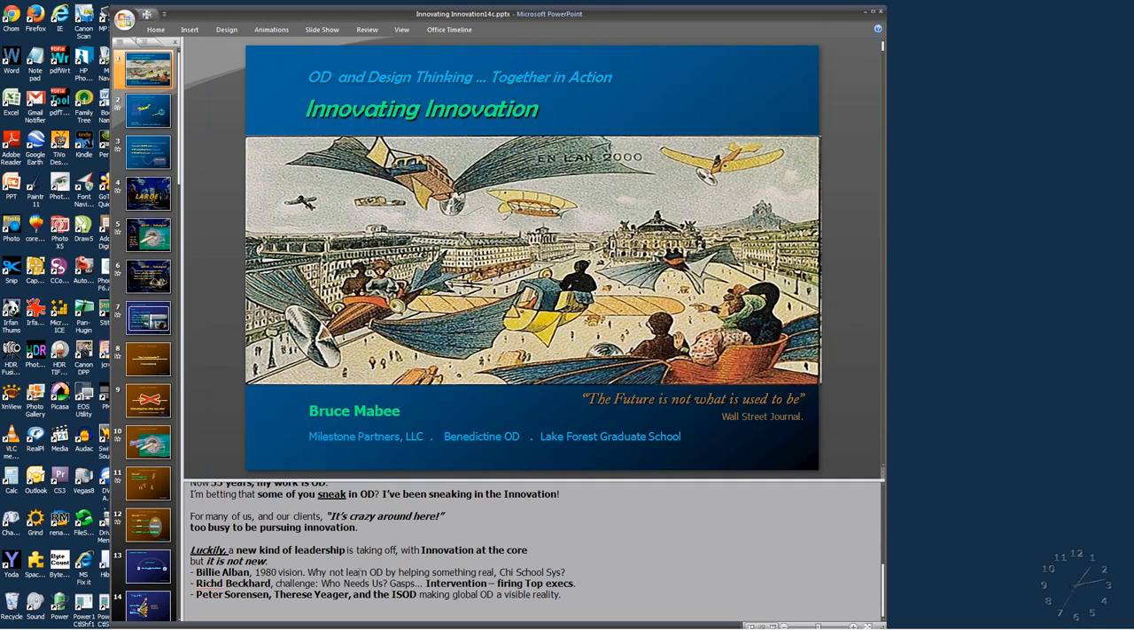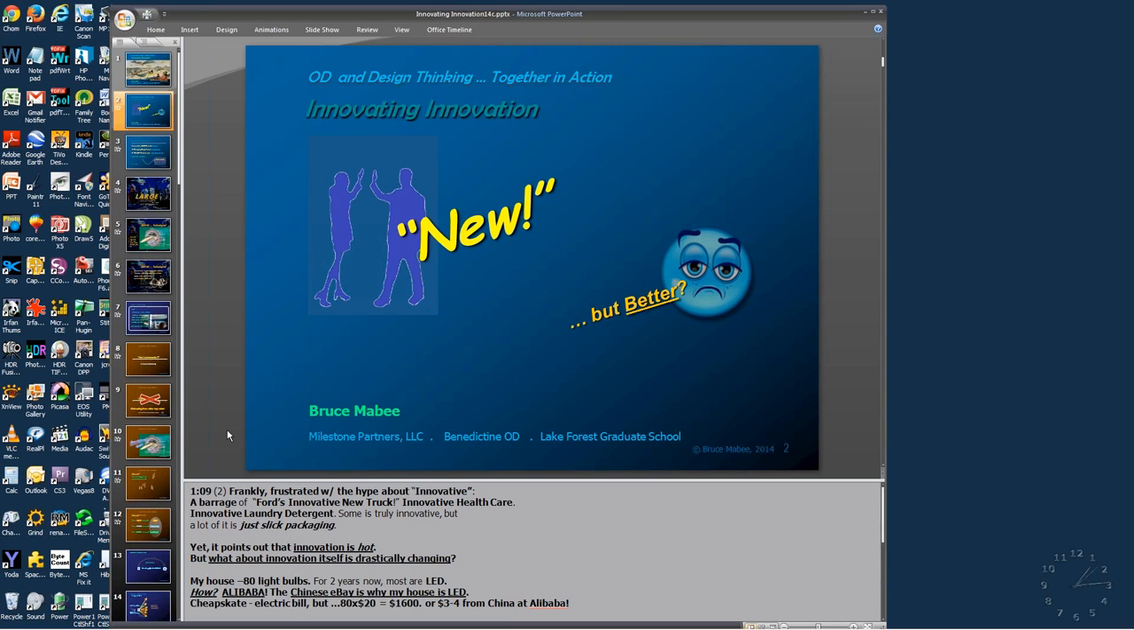Richard Beckhard, and I'm sure most of us know his name, did a keynote called Who Needs Us? And I literally remember the audience struggling to breathe when he suggested that an organization development intervention, a good one, is to fire the top executives. And Peter Sorensen, Therese Yaeger, the new ISOD, they are all moving toward and getting us involved in global OD.